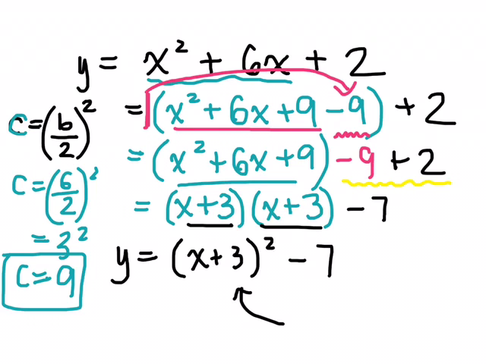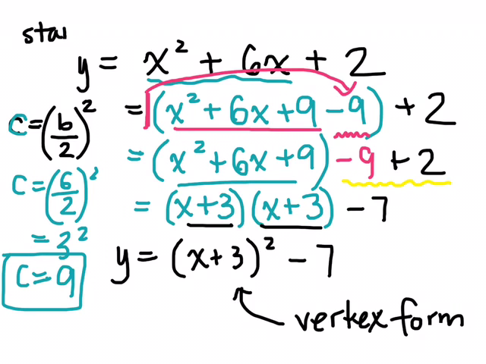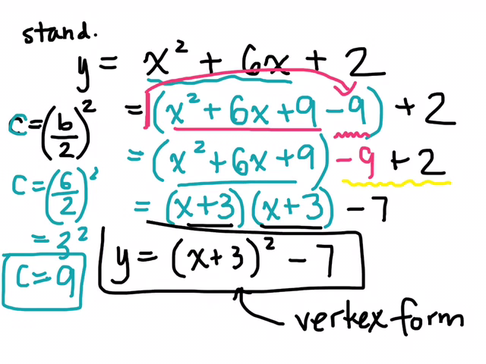What form is this written in now? Vertex form. Oh, so you just went from standard form to vertex form. Now that this is written in vertex form, where's the vertex located? Negative 3 and negative 7. The sign stays the same there.